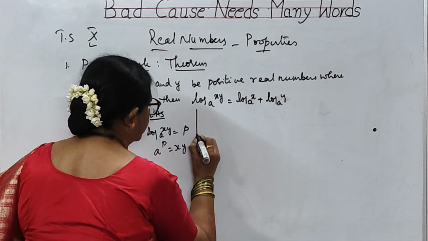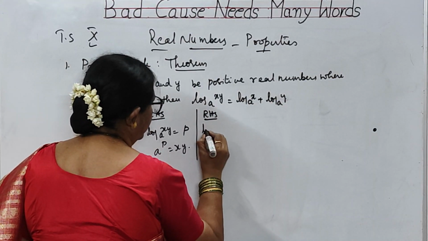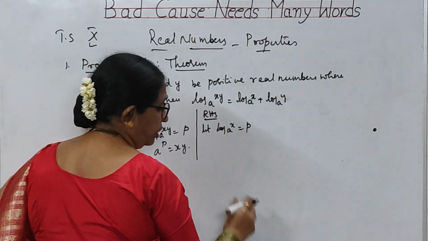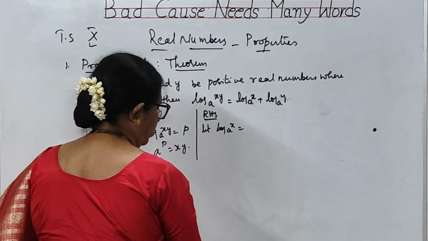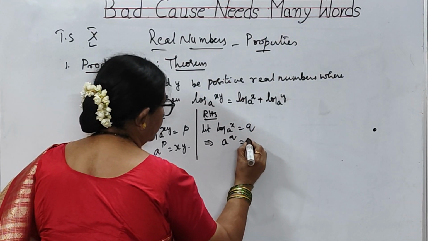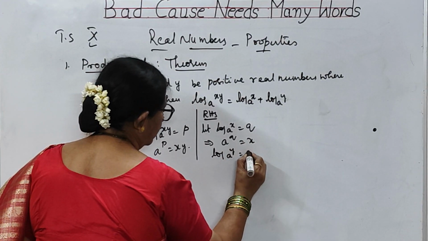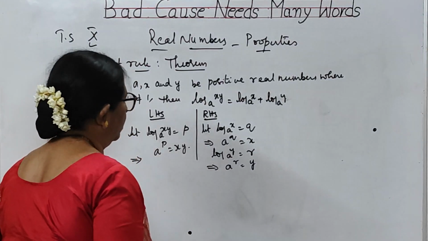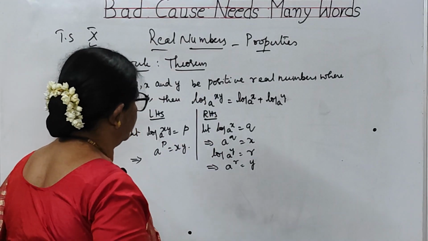Now go to the RHS. In RHS, you have got log x and log y. So let log x to the base a be equal to q. Yes, p you have already taken, so you take it as q. What does this imply? a to the power of q is equal to x. Now you have log y to the base a is equal to r. What does this imply? a to the power of r is equal to y. So each logarithmic form we have converted into exponential form.